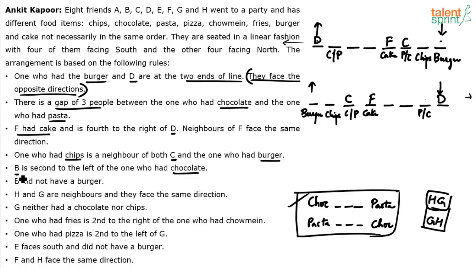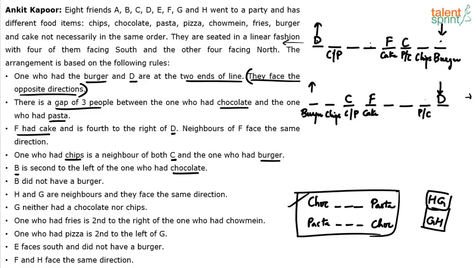Okay, try this one now. B is second to the left of the one who had chocolate. It will give multiple possibilities. Suppose chocolate is considered here. Now, we do not know the position of chocolate. I mean, we do not know whether the chocolate guy is facing north or south. So, second to the left of that position can be either side, this side or this side. B can come here or here. And if this is chocolate, B can come here or here.